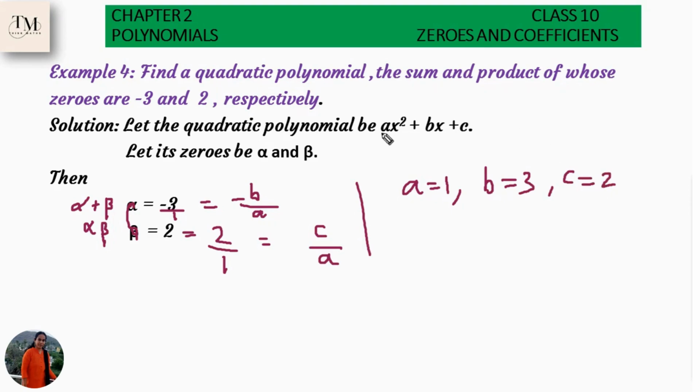If we substitute the values of a, b, c here, we get the polynomial p of x equal to, a is equal to 1, so x square plus b is equal to 3, so 3x, plus c is equal to 2. So this is the quadratic polynomial, and the sum of the zeros is minus 3 and the product of the zeros is 2. Okay children, did you understand?